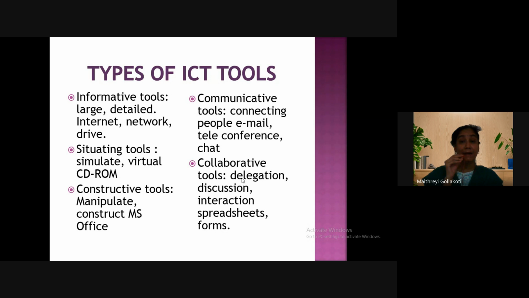Okay. Next is communicative tools. Communicative tools obviously are used for communication, to talk with one another, to send information to one another. So they connect people. Best example is email and teleconference. Right now we are having a teleconference, isn't it? We are doing it on Google Meet. And sometimes we can do chat also. Without seeing the person, we can send the messages, isn't it? Now, these are all communicative tools.